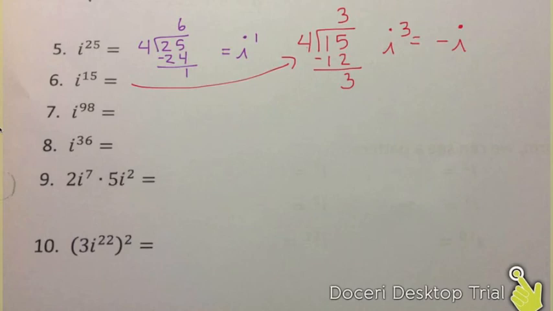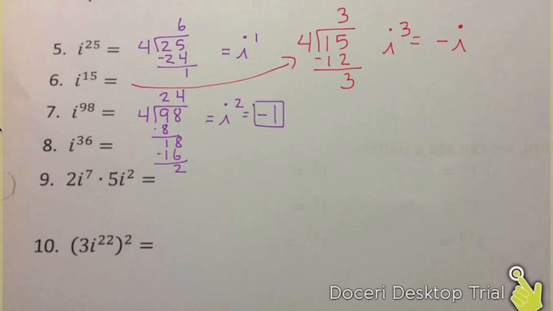This is where it starts to get tricky, because 98 is a bigger number. So we have 98, and we want to do 98 divided by 4. 4 goes into 9 twice, which is 8. You subtract and get 1. Bring down your 8. 4 goes into 18 4 times, which is 16. You subtract and get a remainder of 2. So this is the same thing as i to the second power, which is just negative 1. Sorry, I should be boxing all these answers so you know exactly what they are.